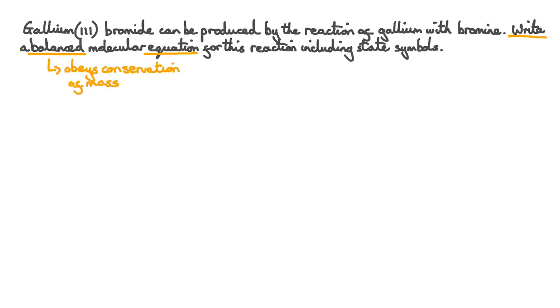When an equation is balanced, it obeys the law of conservation of mass. This means in practice that we need to have the same number of atoms of each element on both the reactant side and the product side. Let's begin writing our equation by extracting the reactants and the products from the information given. We are told that this reaction produces gallium-3 bromide, so this must be our product.